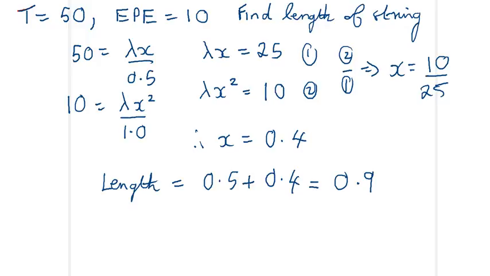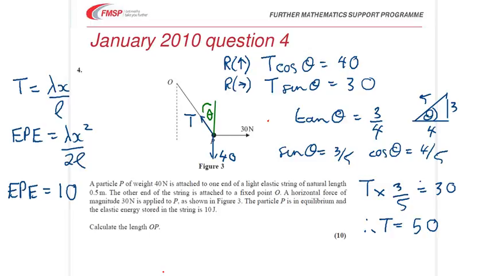And that's it. The marks for that question, let's go back to the previous page and just put them in there. For resolving, a method mark for attempting to resolve and 2 accuracy marks for that. For finding T, an M1 A1. That's half the marks for the question then.